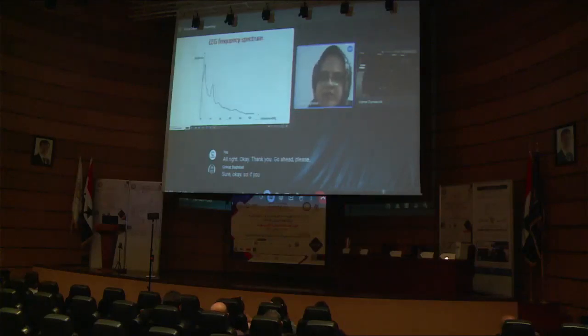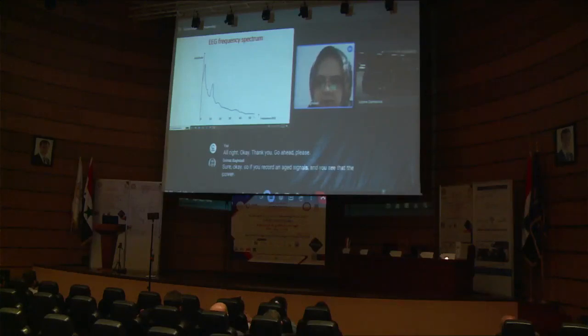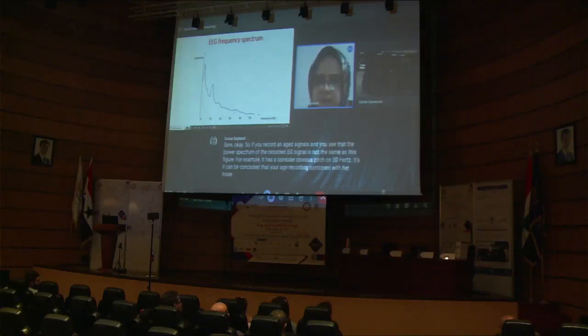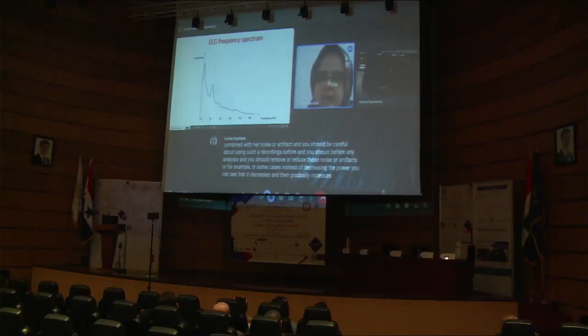So if you record an EEG signal and you see that the power spectrum of the recorded EEG signal is not the same as this figure, for example, it has an obvious peak at 30 hertz, it can be concluded that your EEG recording is combined with noise or artifact, and you should be careful about using such recordings before any analysis, and you should remove or reduce those noise or artifacts. Or for example, in some cases, instead of decreasing the power, you can see that it decreases and then gradually increases. Again, it says that your EEG recording has some noise or artifact, and you should remove them in the pre-processing stages.